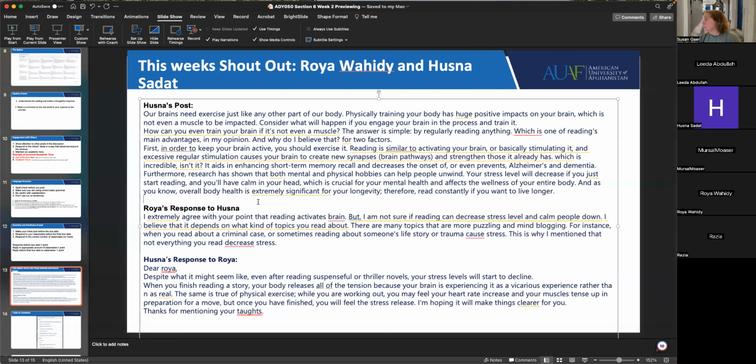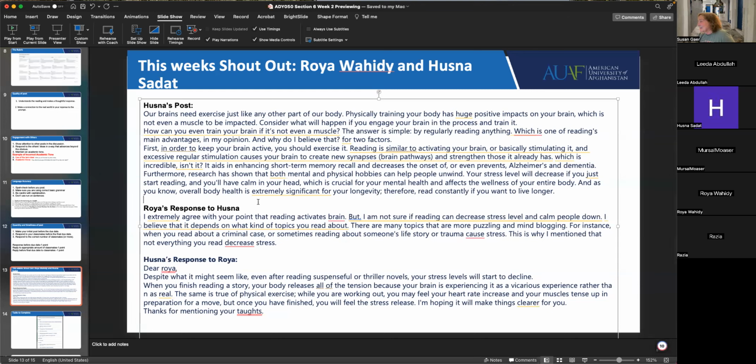How can you even train your brain if it's not a muscle? The answer is simple: by regularly reading anything, which is one of reading's main advantages. In my opinion, and why do I believe that? For two factors. First, in order to keep your brain active, you should exercise it. Reading is similar to activating your brain, or basically stimulating it, and excessive regular stimulation causes your brain to create new synapses, which is brain pathways, and strengthen those it already has, which is incredible, isn't it?